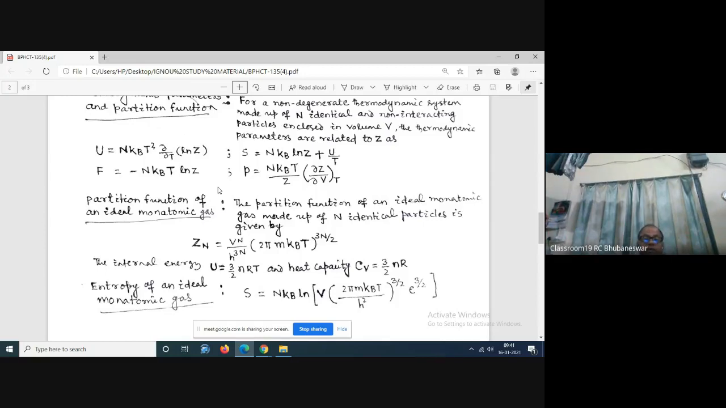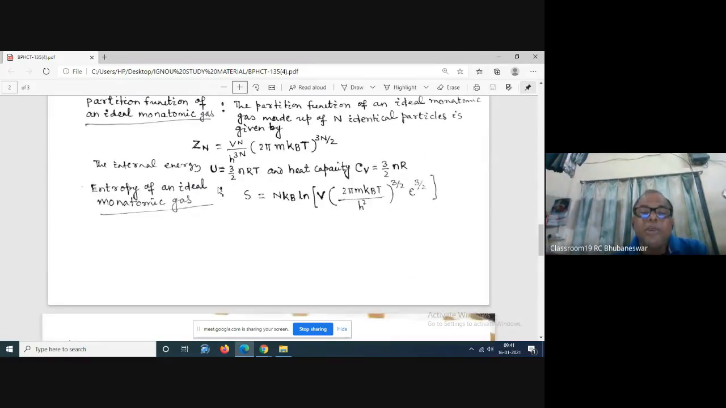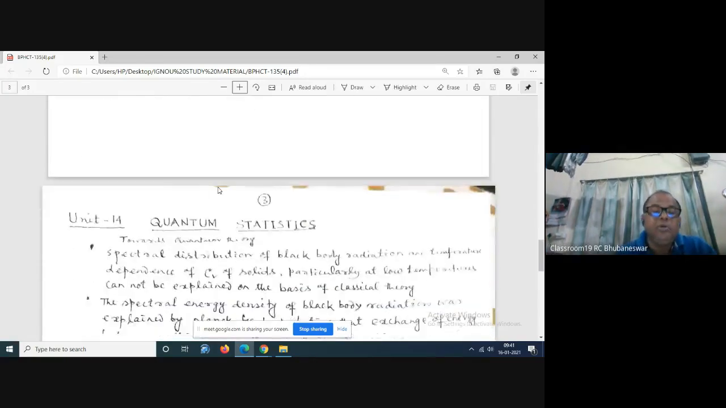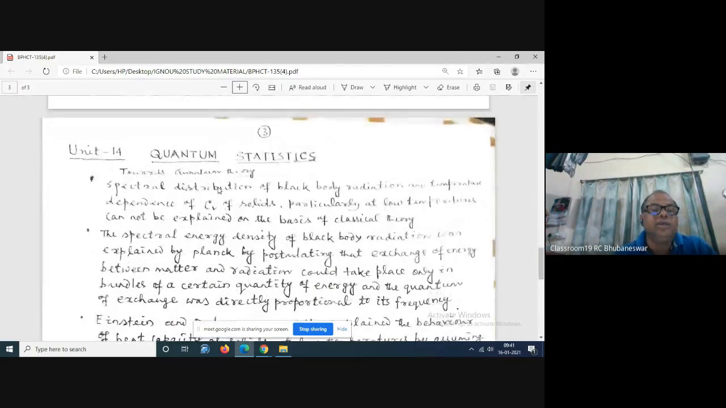The internal energy U is equal to 3 by 2 nRT, and the specific heat capacity at constant volume is 3 by 2 nR. The entropy of an ideal monoatomic gas is equal to n k_B ln of V (2 pi m k_B T by h squared) to the power 3 by 2, times e to the power 5 by 2. So these are the formulas we learn here in classical statistics.